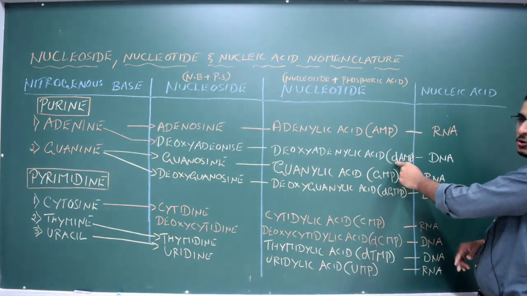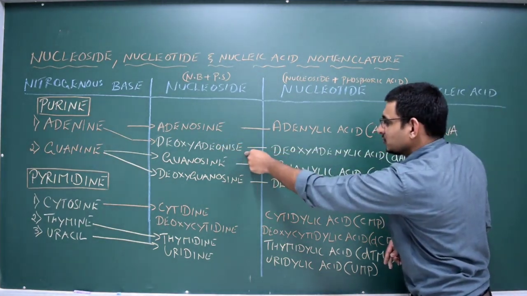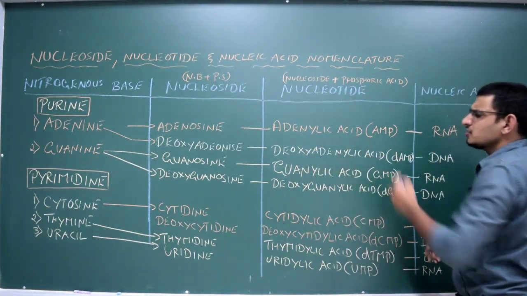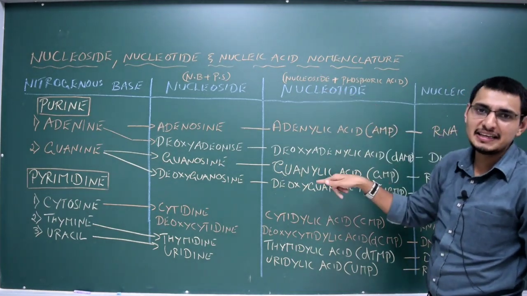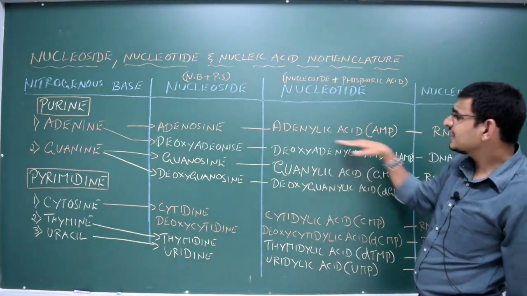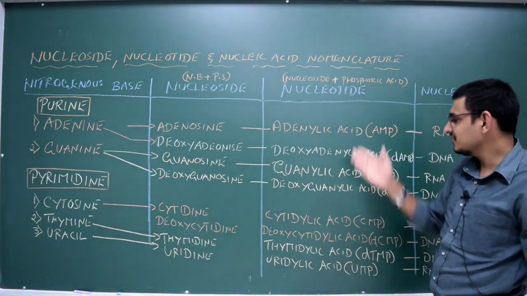See, I have written AMP, dAMP. What is the meaning of small d here? Deoxy. That is only present in DNA. See, deoxyadenosine, deoxyadenylic acid. What is deoxyadenylic acid? It is nothing but the nucleotide of the DNA. If you get only adenylic acid, then obviously it is the nucleotide of the RNA.